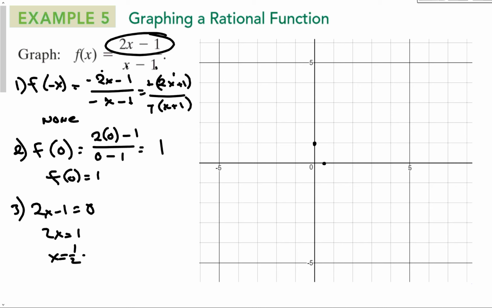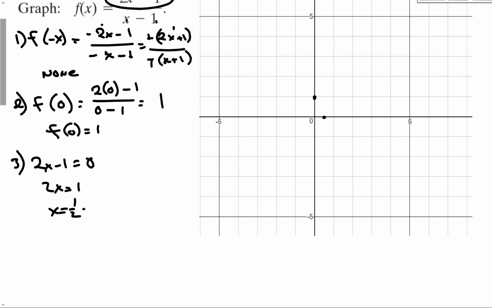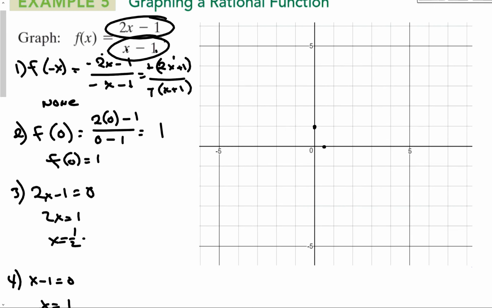Step 4 is to find the vertical asymptotes. So to find the vertical asymptotes, I'm now going to set the denominator equal to 0. So x minus 1 equals 0, so x equals 1. That means this graph has a vertical asymptote at 1. So I can put a dotted line on this function.